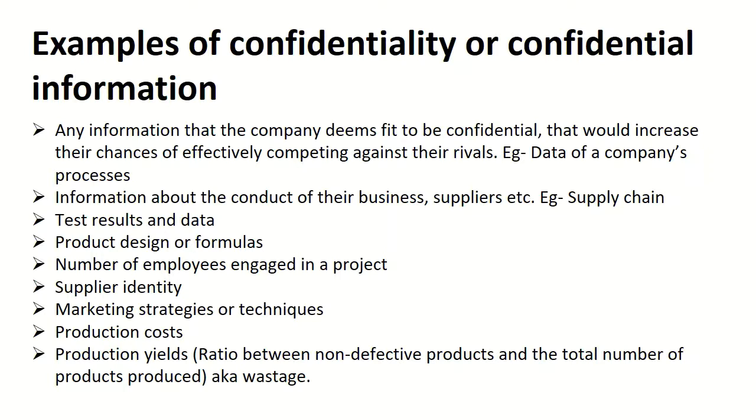Examples of confidential information. Any information that the company deems fit to be confidential. Example, data of a company's processes. Information about the conduct of their business. Test results and data. Product design or formulas. Number of employees engaged in a project. Supplier identity. Marketing strategies or techniques. Production costs and production yields.